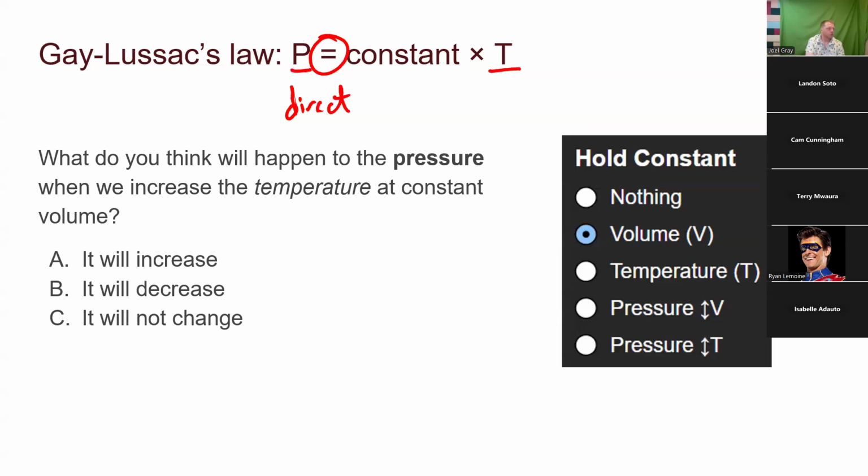Now let's look at this question. What do you think will happen to the pressure when we increase the temperature at constant volume? Okay, so pressure increases, so P goes up. What happens to the temperature? Well, they are directly related. One variable goes up, the other variable goes up. Didier said it, you're absolutely right. The temperature will increase as well. But what about the amount of gas? Not relevant. What about the volume? Not relevant because that's held constant.